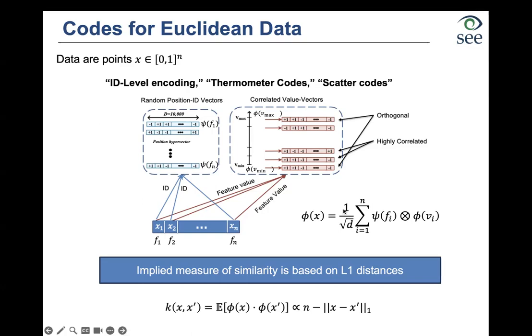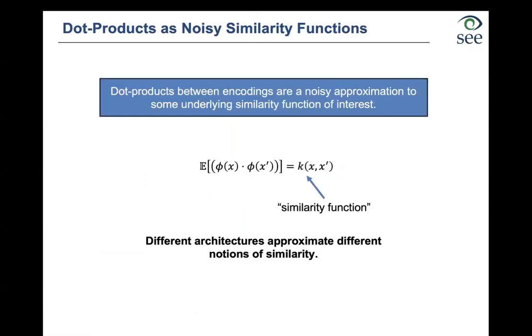And so we can again just treat this as encoding a set of feature value pairs. And if we use the same encoding method I described previously, using bundles of bindings, we can again show that the implied notion of similarity in the underlying data is based on L1 distances. So basically what we're saying is that in all these methods, the encoding operation is a way to express some underlying similarity function of interest via dot products between these embeddings.